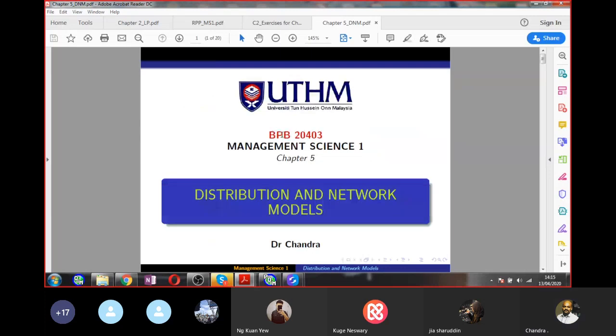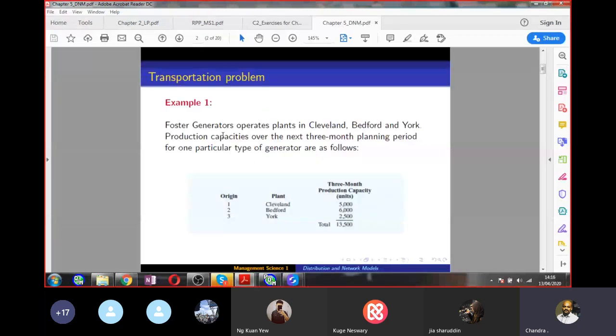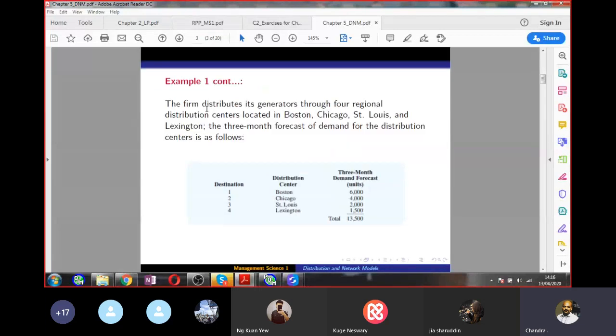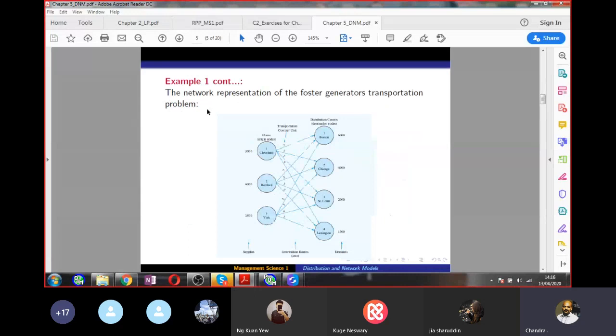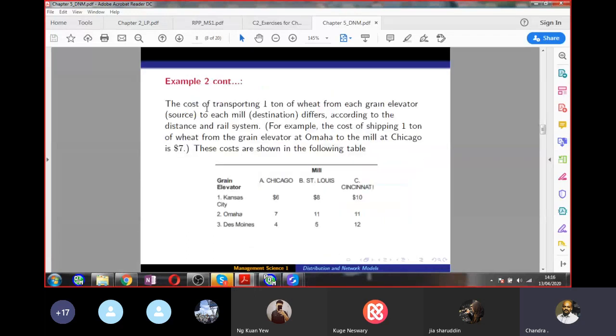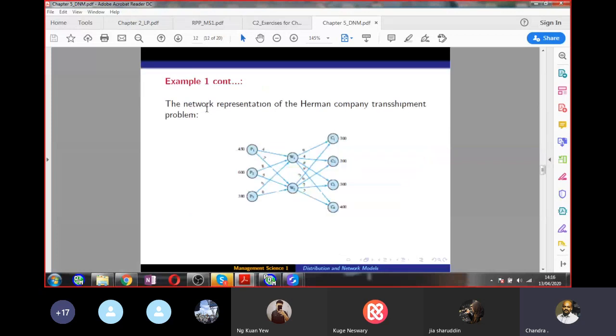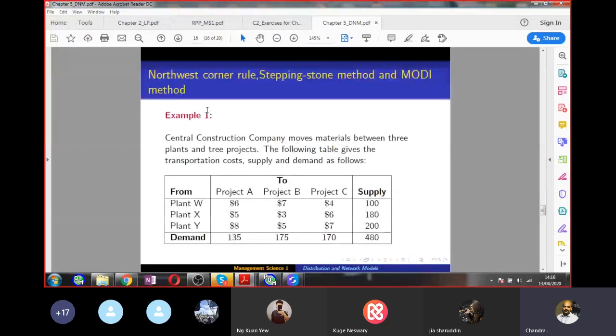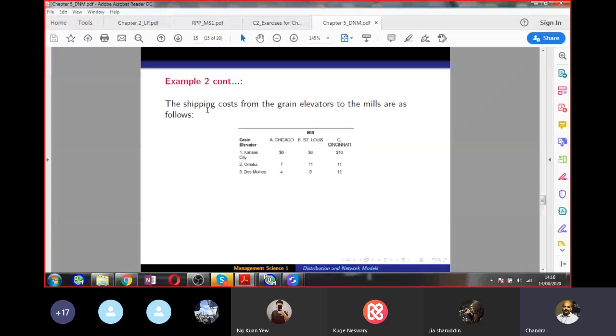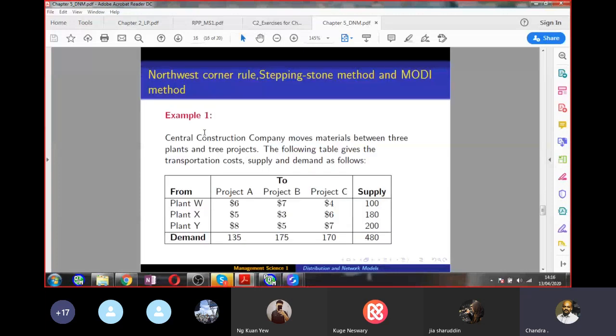Chapter 5, distribution and network models. In chapter 5, I have gone through this with you. Transportation problem, of course, for transportation problem, example 1 and 2, and transshipment problem, example 1 and 2, I went through with you network representation, and how to develop linear programming model. We have done this. After this, I also went through with you northwest corner rule and stepping stone. Modi method we never covered this time.